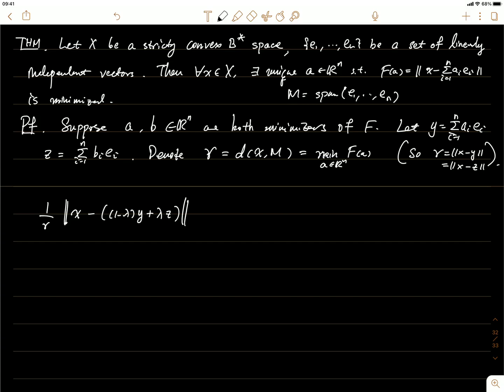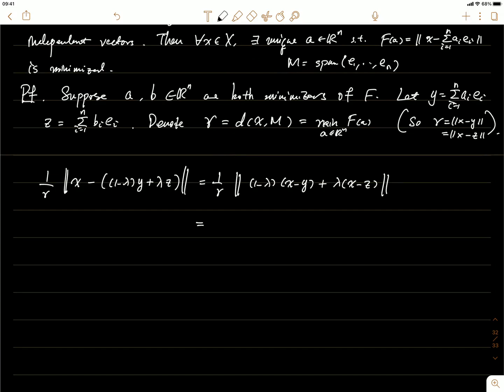Okay, and how do we show that? It's pretty straightforward. I just make some different combinations of this. I can split this x into (1 minus lambda) times x and lambda times x, and then combine one with this and the other one with this. Okay, so I'll get (1 minus lambda) times (x minus y) plus lambda times (x minus z).